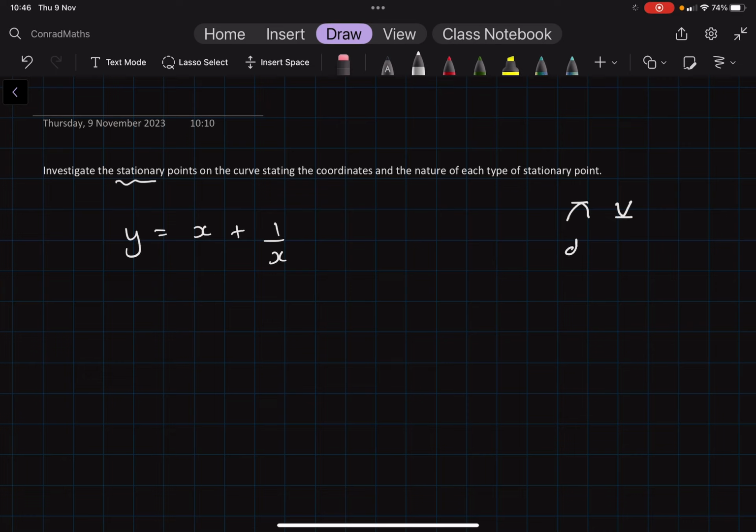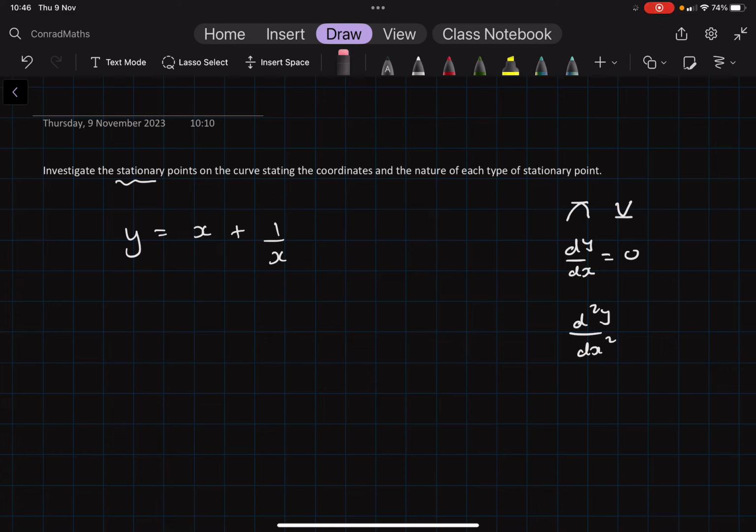Okay, and in order to find those, we're going to find dy/dx, so we're going to put it equal to 0. And then to investigate the nature of those turning points, we're going to find the second derivative. So we're going to differentiate again.